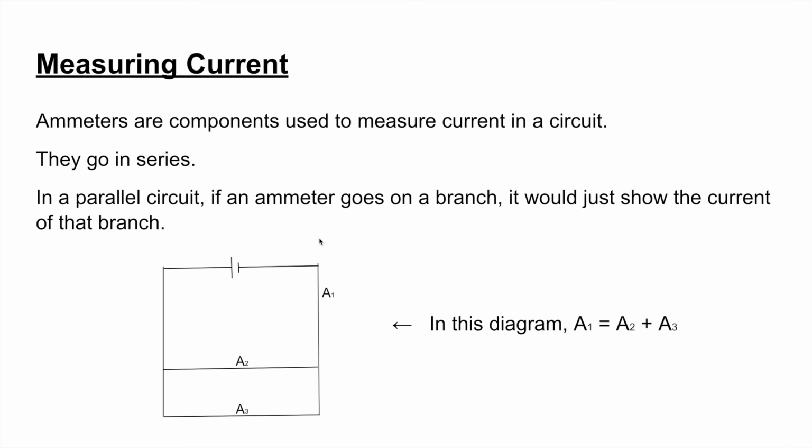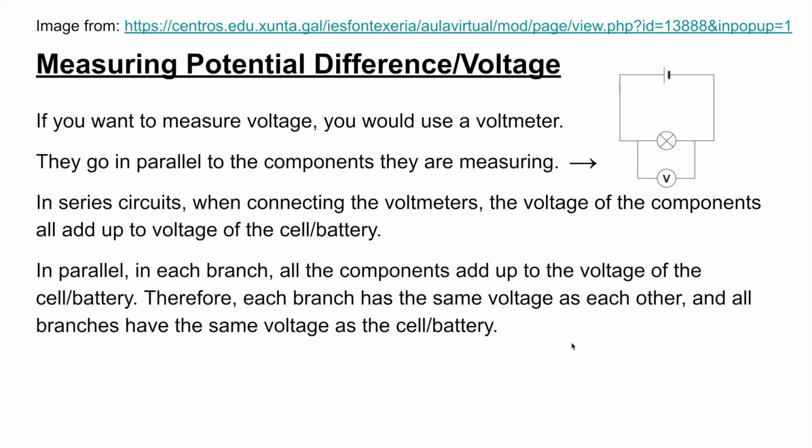Next, measuring current. Ammeters are components used to measure current in a circuit. They go in series. In a parallel circuit, if an ammeter goes on a branch, it would just show the current of that branch. Also, as seen on the diagram, A1 equals A2 plus A3.